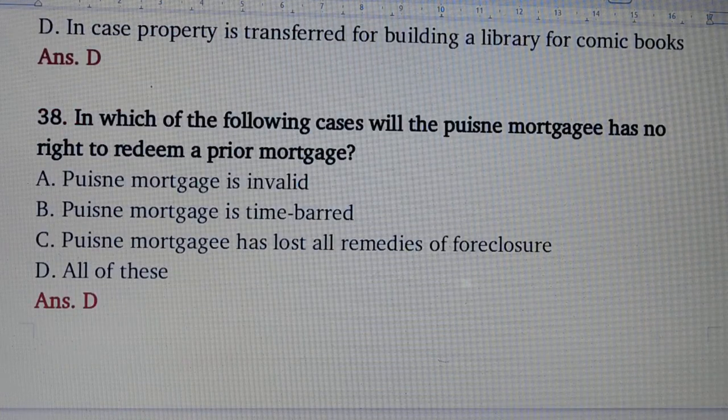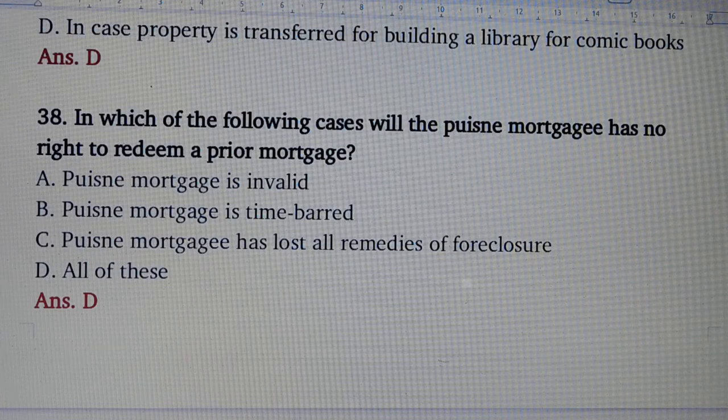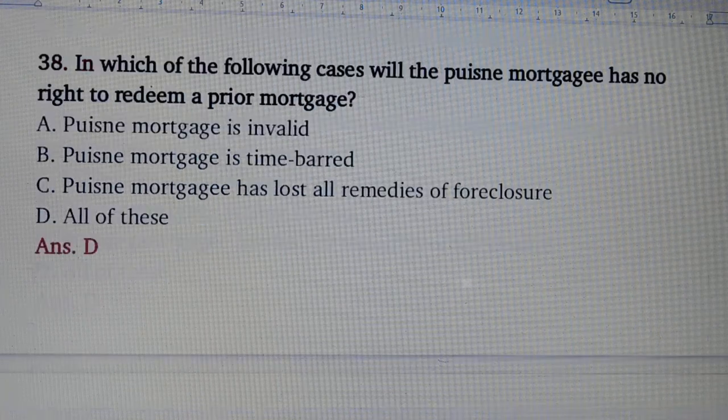Question number 38. In which of the following cases will the puisne mortgagee have no right to redeem a prior mortgage? Answer is option number D. All of these, means option A, puisne mortgage is invalid. Option B, puisne mortgage is time barred. Option C, puisne mortgagee has lost all remedies of foreclosure.